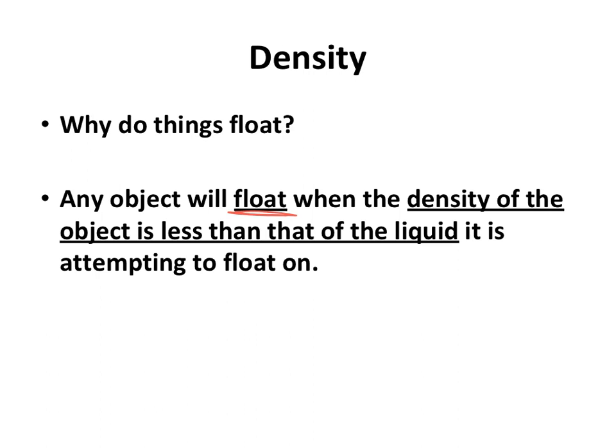So if I have a beaker of water, water has a density of 1.0 grams per milliliter. Now let's say I have an object, a sphere, and that sphere has a density of 1.5 grams per milliliter. Because it has a higher density than the water, the sphere will sink to the bottom of my container. It will sink in the water because it has a higher density than the water. That means its particles are closer together, they're more tightly packed, or I have more particles per volume.